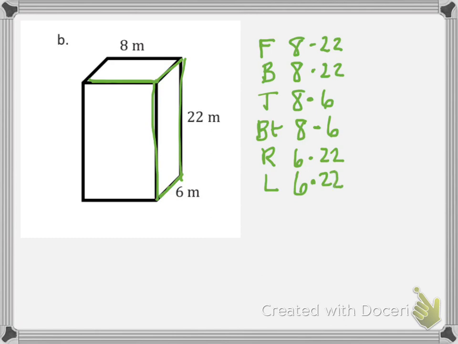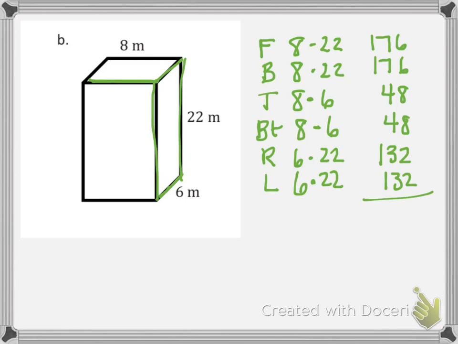All right, and then we're just going to multiply here, and I'm going to use my calculator. 8 times 22 is 176. So that's the front and the back. 8 times 6 I know is 48. That's the top and the bottom. And then 6 times 22 is 132. And that is the right side and the left side. And then we add them up.